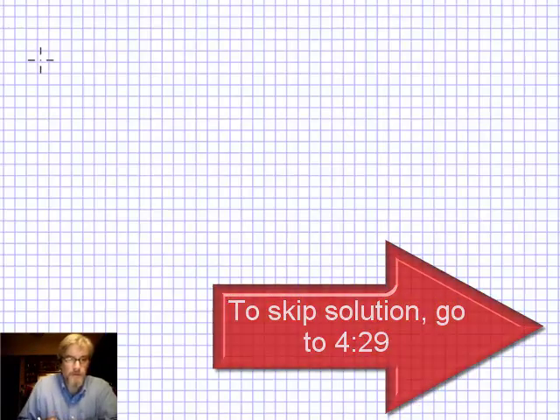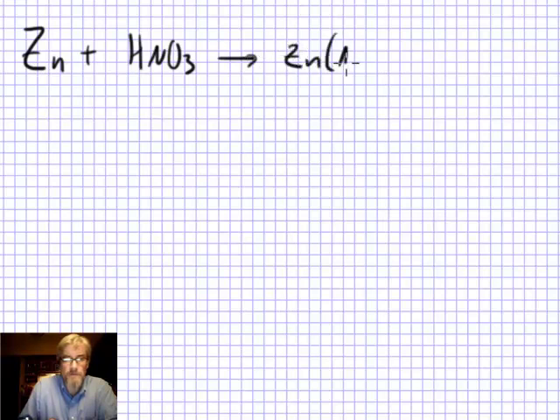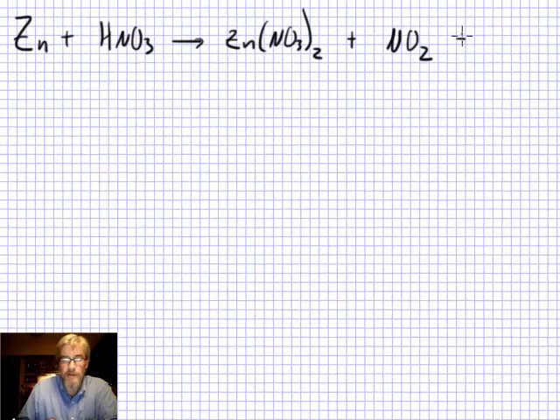To solve this problem, we need first a balanced chemical equation, because this is basically a stoichiometry problem. So we're reacting zinc with nitric acid. Nitric acid is HNO3, and we're producing zinc nitrate. Zinc is 2 plus and nitrate's 1 minus, so there's that formula. And NO2, nitrogen dioxide, and H2O.